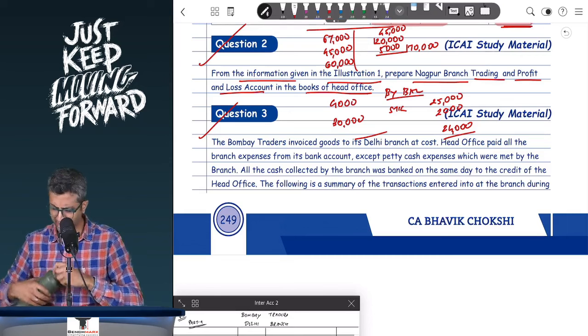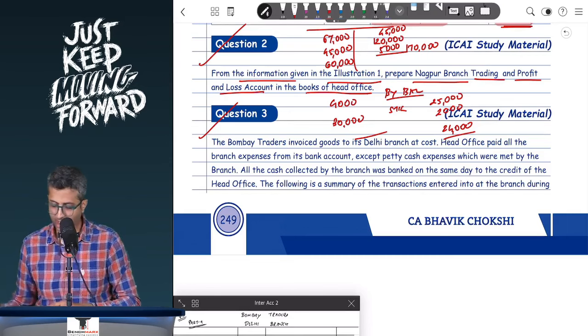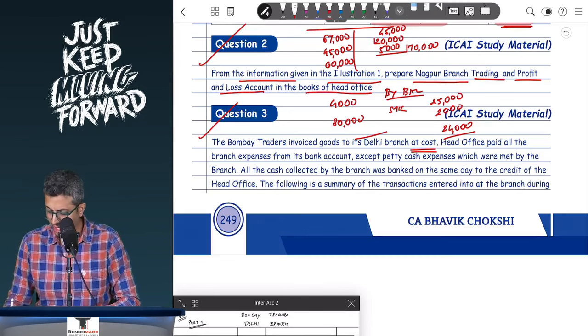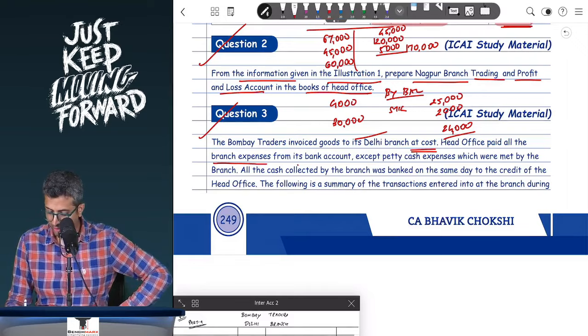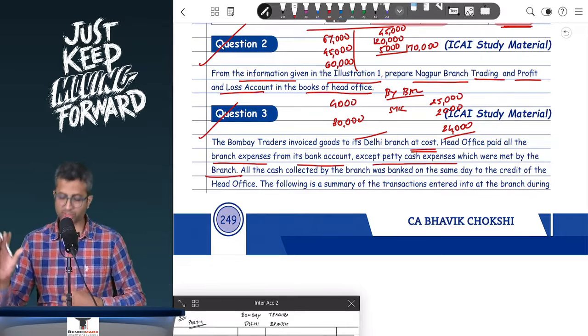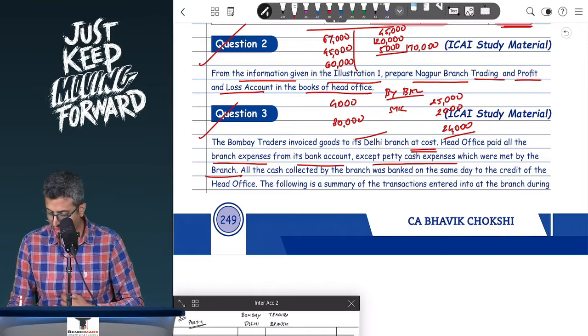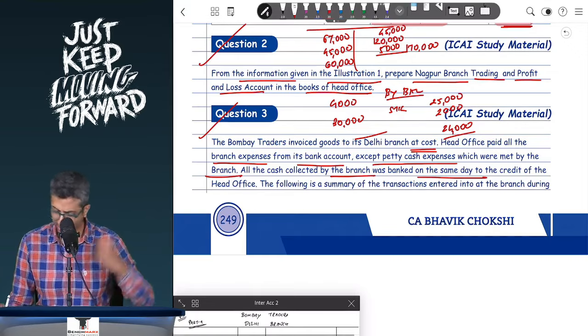The Bombay traders invoice goods to the Delhi branch at cost. The head office paid all the branch expenses from its bank account, except petty cash expenses, which were made by the branch. So only petty cash expenses go from the branch. All cash collected by the branch was banked on the same day. So whatever is collected is transferred to the credit of the head office.